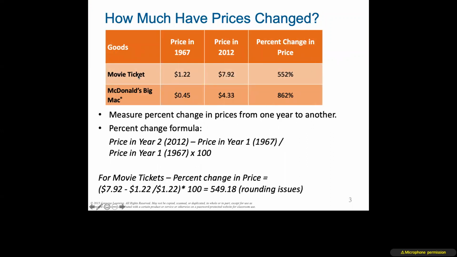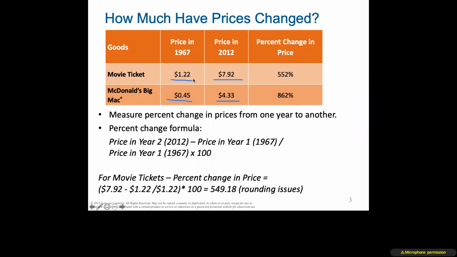Well, for a movie ticket, the price in 2012 was $7.92. In 1967, it was $1.22 on average. In 2012, a Big Mac cost $4.33 on average, and a Big Mac in 1967, when it was introduced, which we now know, a little piece of trivia, was 45 cents.